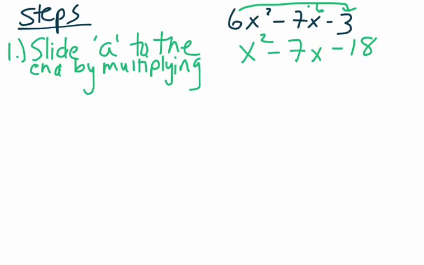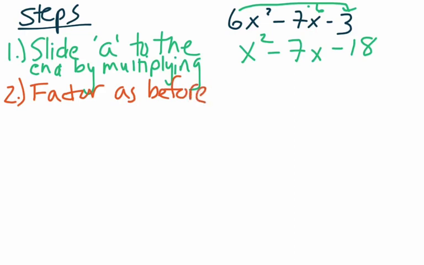Step 2. This is why I like slide and divide, because then for step 2, I can say factor as before. And so I don't have to teach you some other strategy for factoring, because we already know how to factor something with a leading coefficient of 1. So what this strategy does is it kicks it back to something you already know, which makes it more comfortable, and it's going to do the hard part of the problem in an environment that you already know how to deal with.